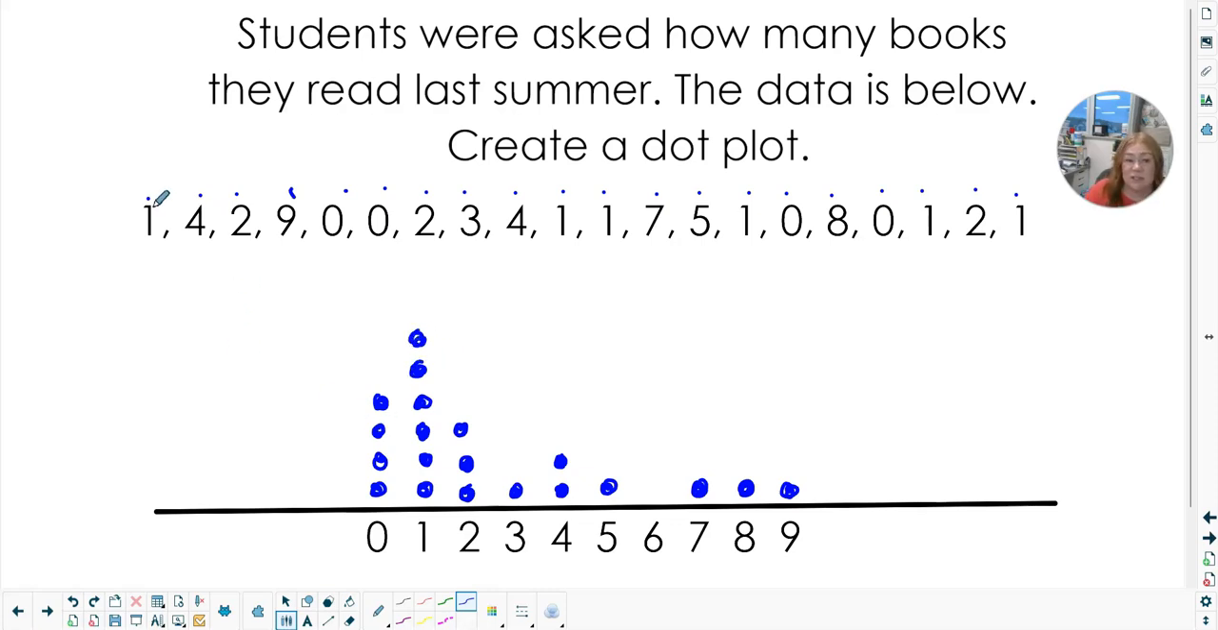So let's just double check. 1, 2, 3, up to 20. So we should have 20 numbers total. So we should have 20 dots. Make sure yours has 20. So we want each dot nice and clear so we know how many there are. So now we're going to use that dot plot and answer a couple questions.